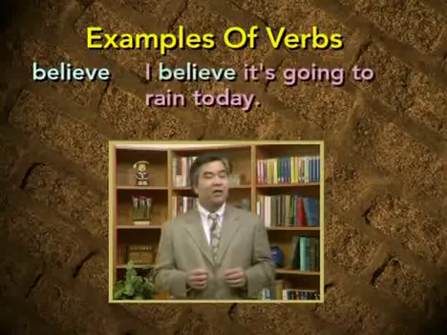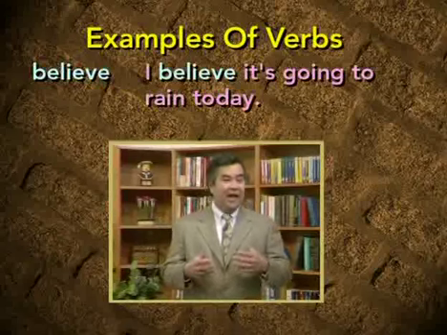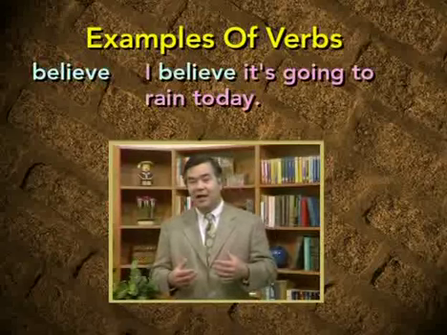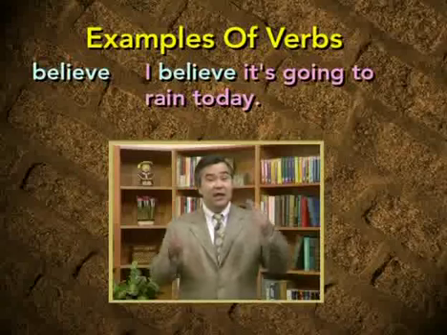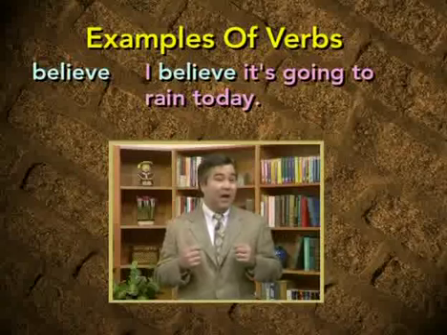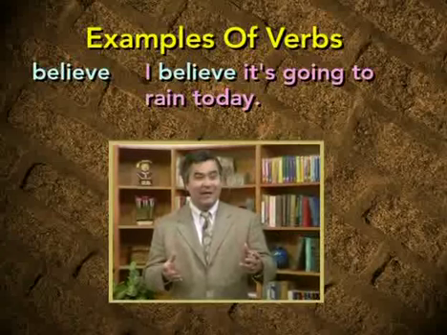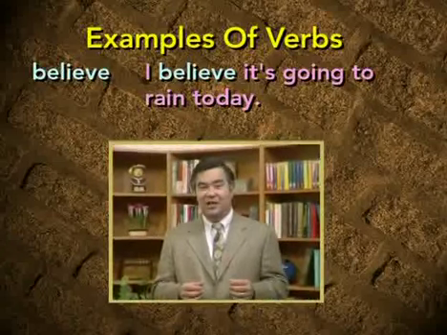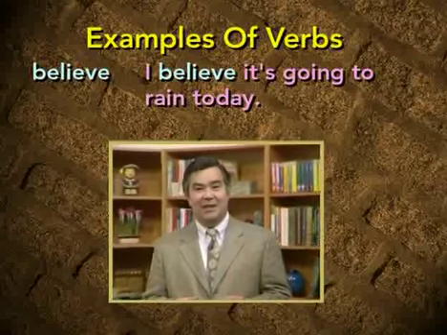I believe it's going to rain today. Here, the verb believe is expressing an action being done by the subject, I. Notice that in this case, the action is completely internal. It's a mental action, which means it's something that other people can't see happening. Nonetheless, it is an action. So the verb believe is expressing an action in that sentence.